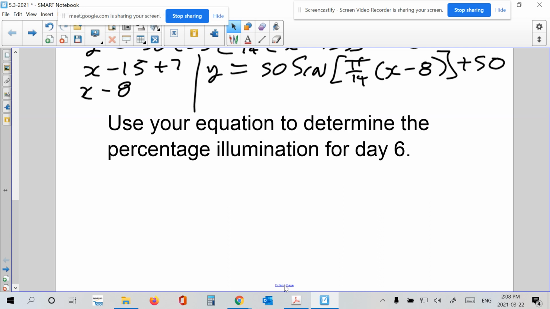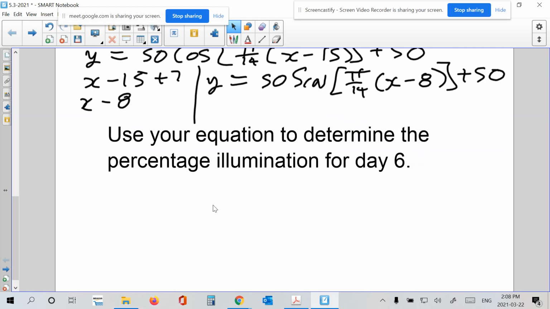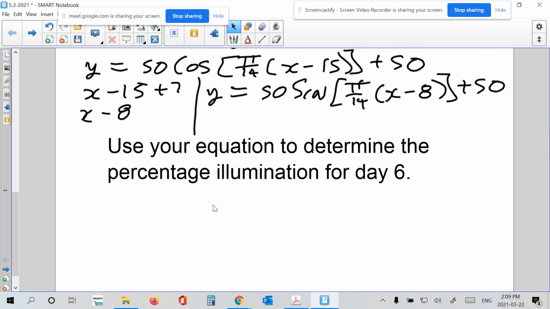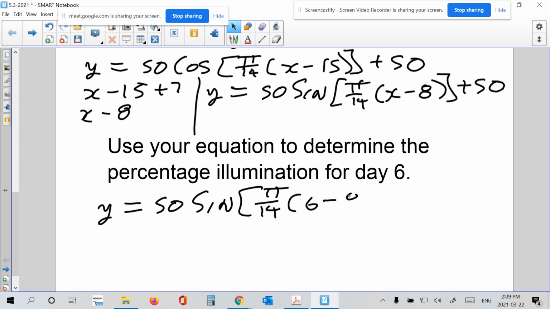It does not matter. If these equations are in fact equivalent in the way that they behave, we should get the same answer for both. So since the sine equation is the one that's still in view, I'm just going to use the sine equation. So grab your calculators and let's put that together. Y is equal to 50 sine pi over 14. The x we said was 6 minus 8, close bracket, plus 50.